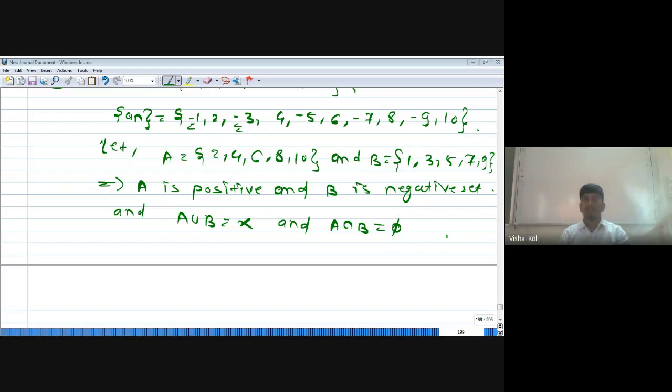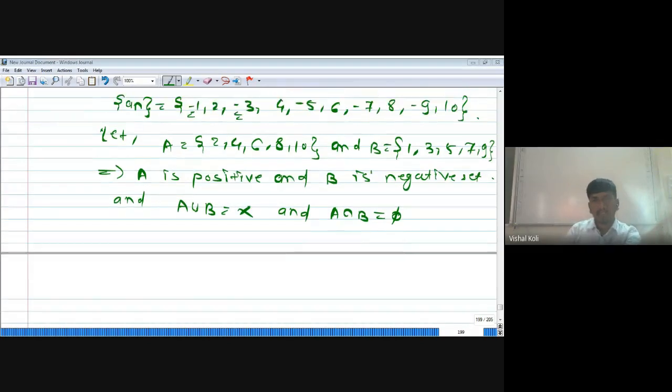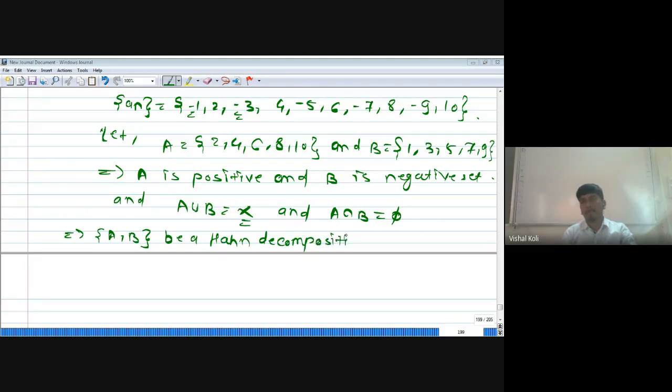Then by the Hahn decomposition theorem, we say that (A, B) is a Hahn decomposition of set X with respect to the signed measure gamma, which implies (A, B) is a Hahn decomposition of set X with respect to signed measure gamma. Okay, so the first one is proved.